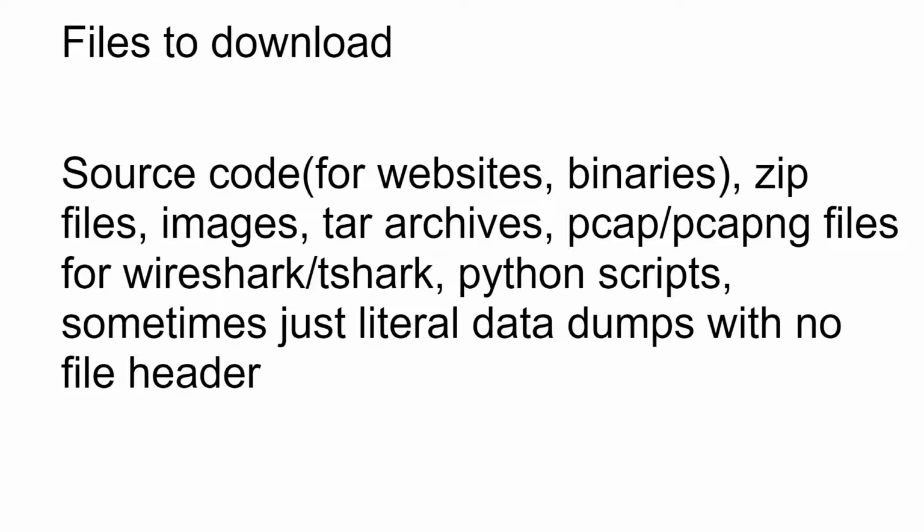And yeah, so for the second portion, I'm going to be covering the files to download section of the challenge panel. So this can usually be source code for websites and binaries. For websites, you might get every single file that is on the website. And then for binaries, you might get the C source. And this can also be zip files, images, tar archives, packet captures for Wireshark and TShark. You might get Python scripts. And sometimes you might even just get literal data dumps with no file header. So you might have to actually identify what kind of file that is with nothing given at all.